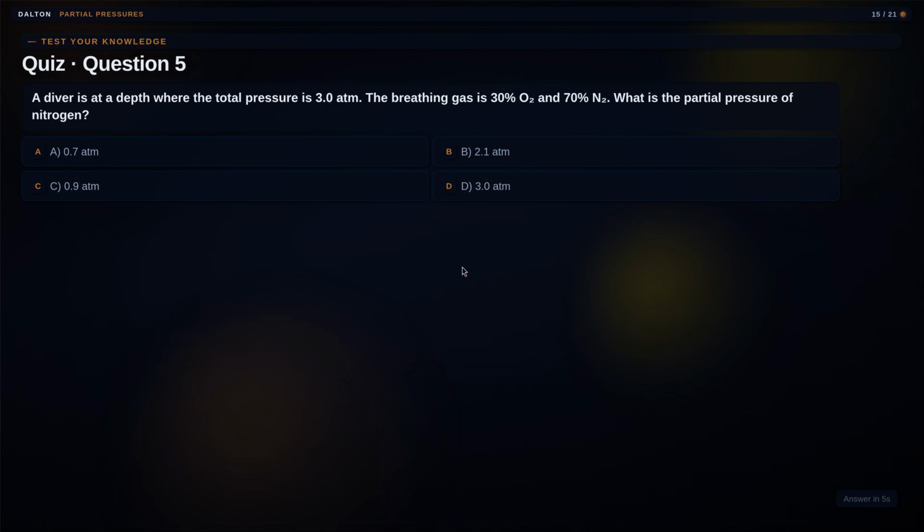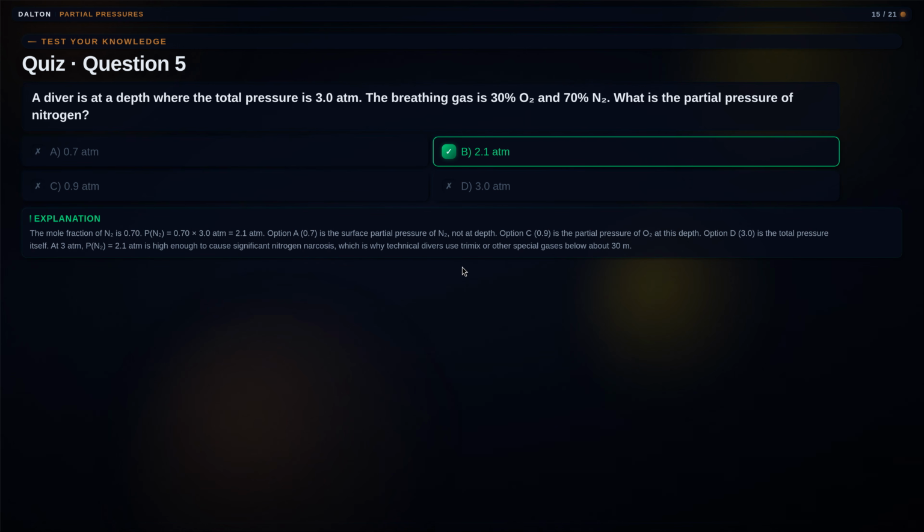At 3 atmospheres, the partial pressure of nitrogen at 2.1 atmospheres is high enough to cause significant nitrogen narcosis, which is why technical divers use trimix or other special gases below about 30 meters.